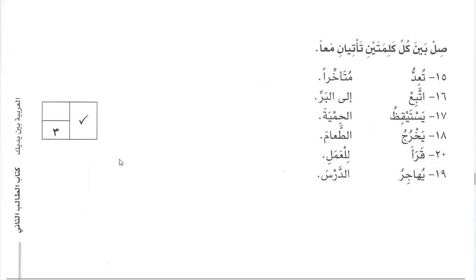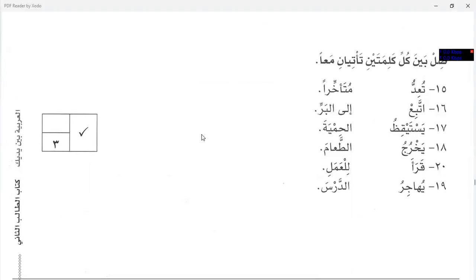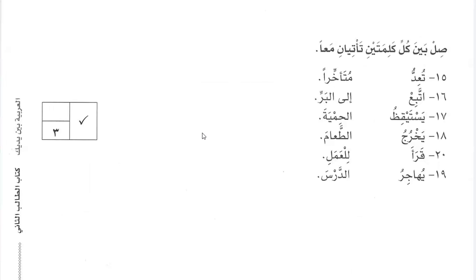Sil bayna kulli kalimataini ta'tiyani ma'an: join the two words together which come together, okay? Miss Kinza. What is the meaning of tu'iddu? Tu'iddu, she prepares. Tu'iddu ta'ama. Correct. Ittabi'i al-himyata. Follow the diet. Okay, I follow the diet, yes. It is ordering the second person to follow the diet. Okay. Yastaykizu muta'akhiran, he wakes up late.